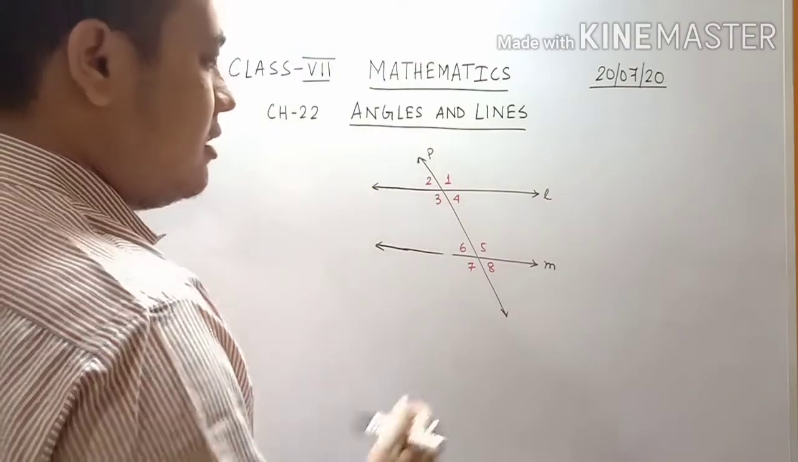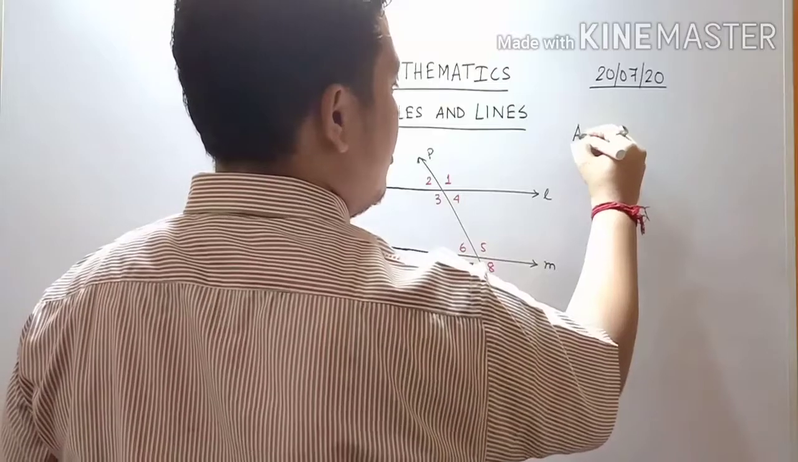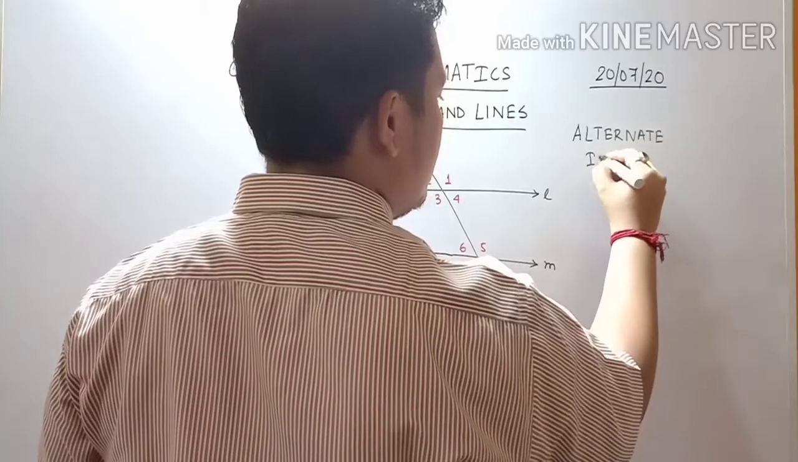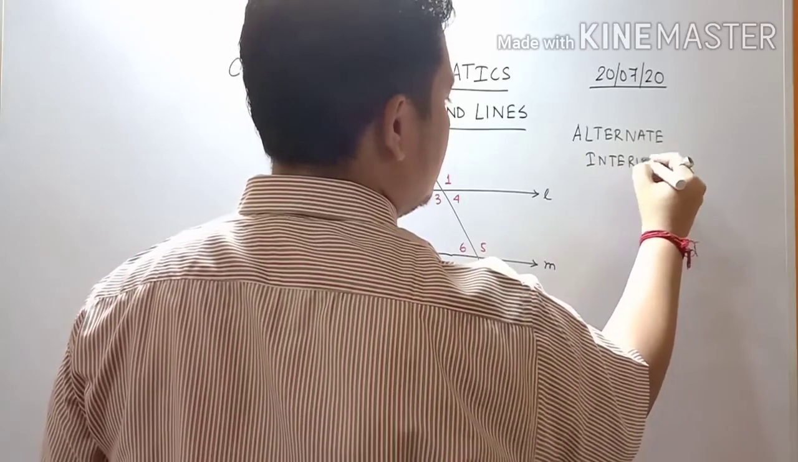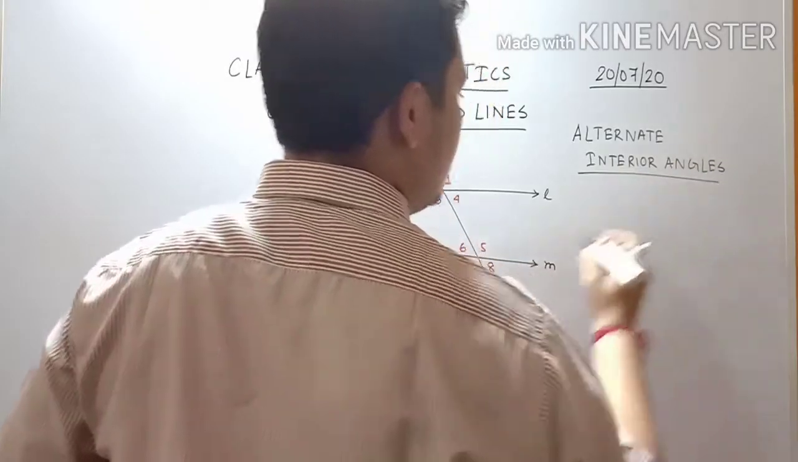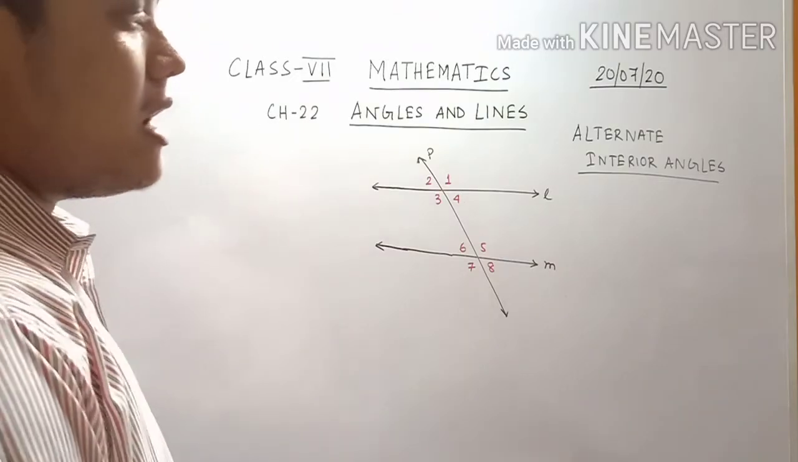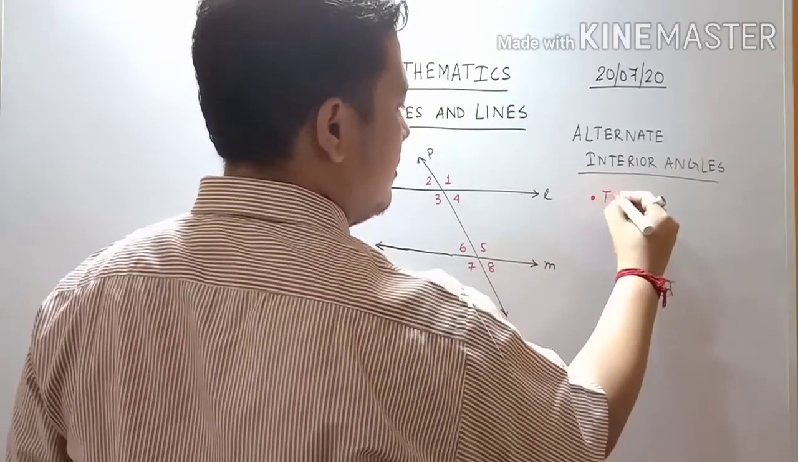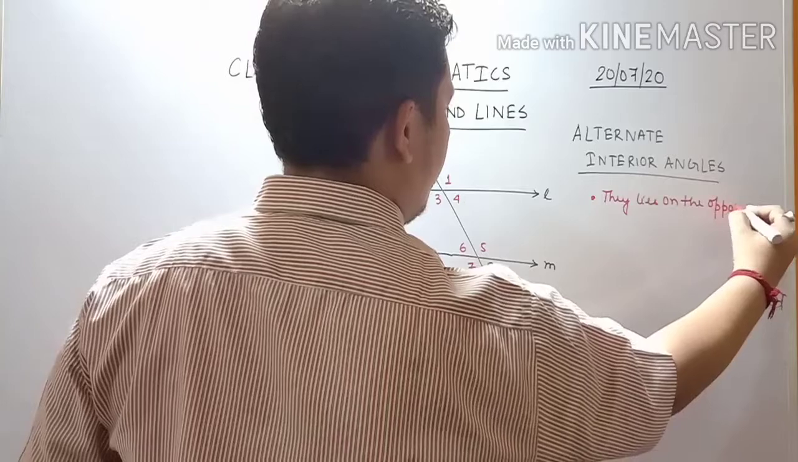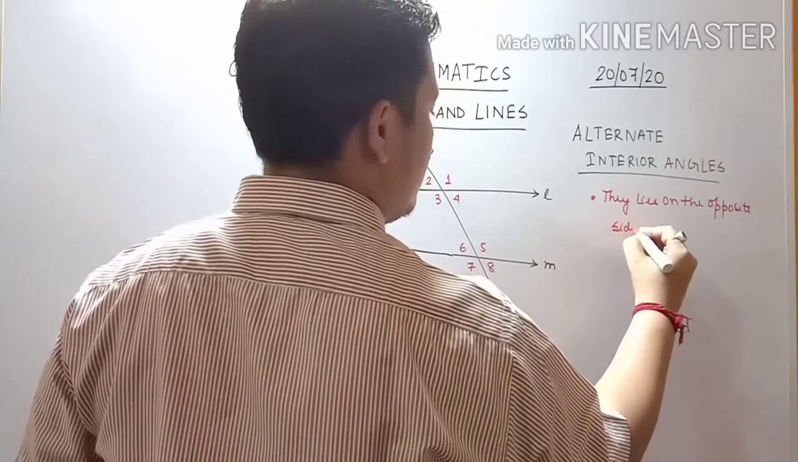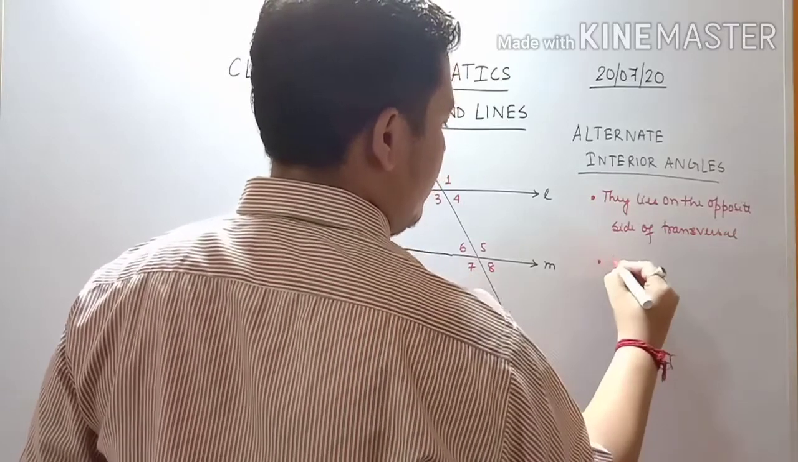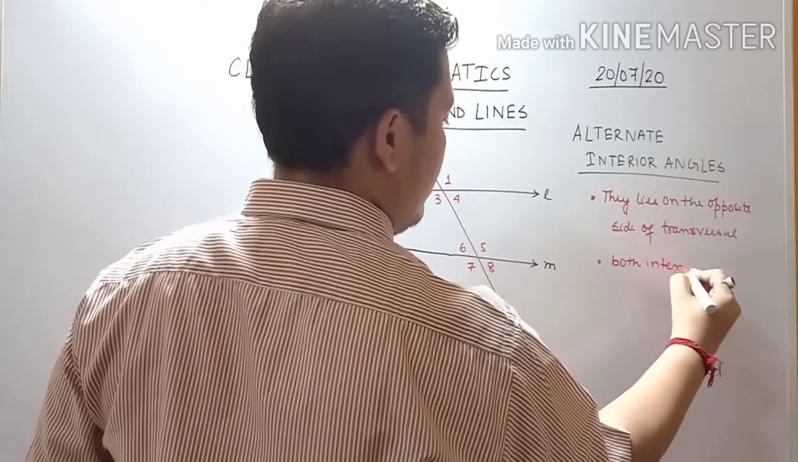So our next pair of angles is alternate interior angles. So what is the definition of alternate interior angles? They lie on the opposite side of the transversal and they are both interior angles.